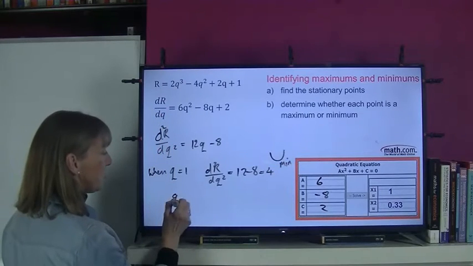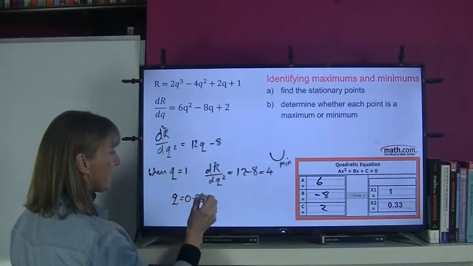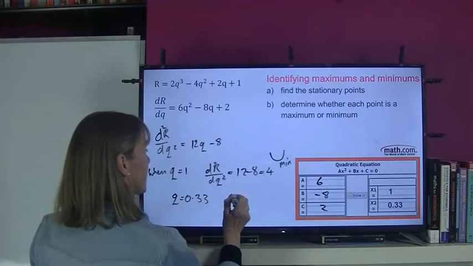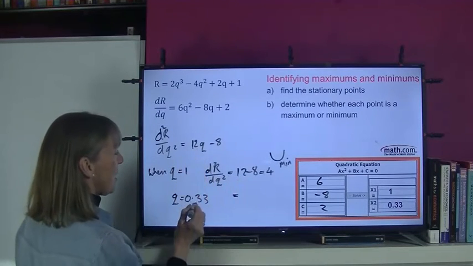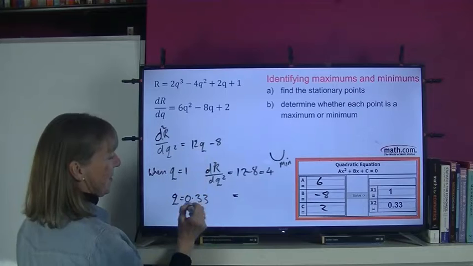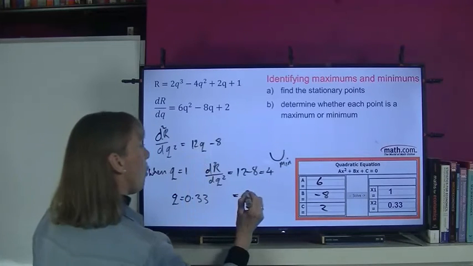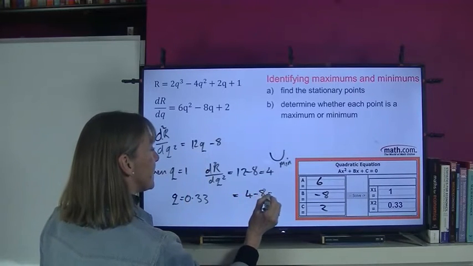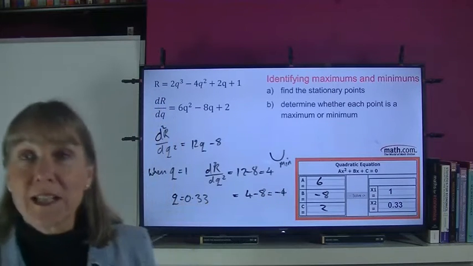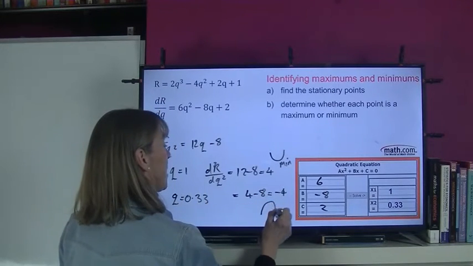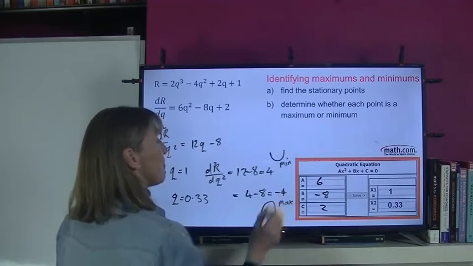But when q is equal to 0.33, the second derivative is 12 times 0.33. That's really a third, so that's going to be 4 minus 8 is minus 4, and that's a negative number, and negative people are frowny people. So it's a maximum.